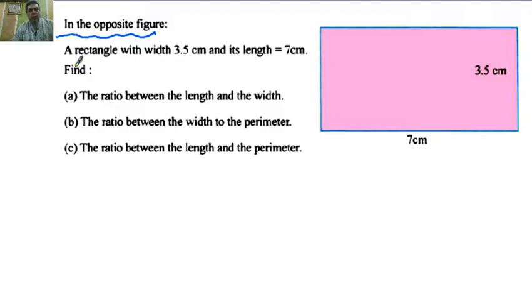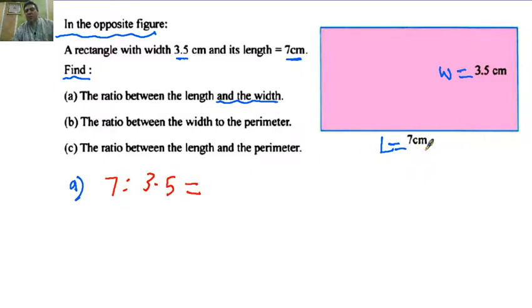In the opposite figure, a rectangle has width 3.5 centimeters and length 7 centimeters. That's the length and that is the width. Find the ratio between the length and width. Number A: the ratio between length, 7, and width, 3.5. We notice that the two dimensions have the same unit, centimeter and centimeter. The ratio becomes 2 to 1.